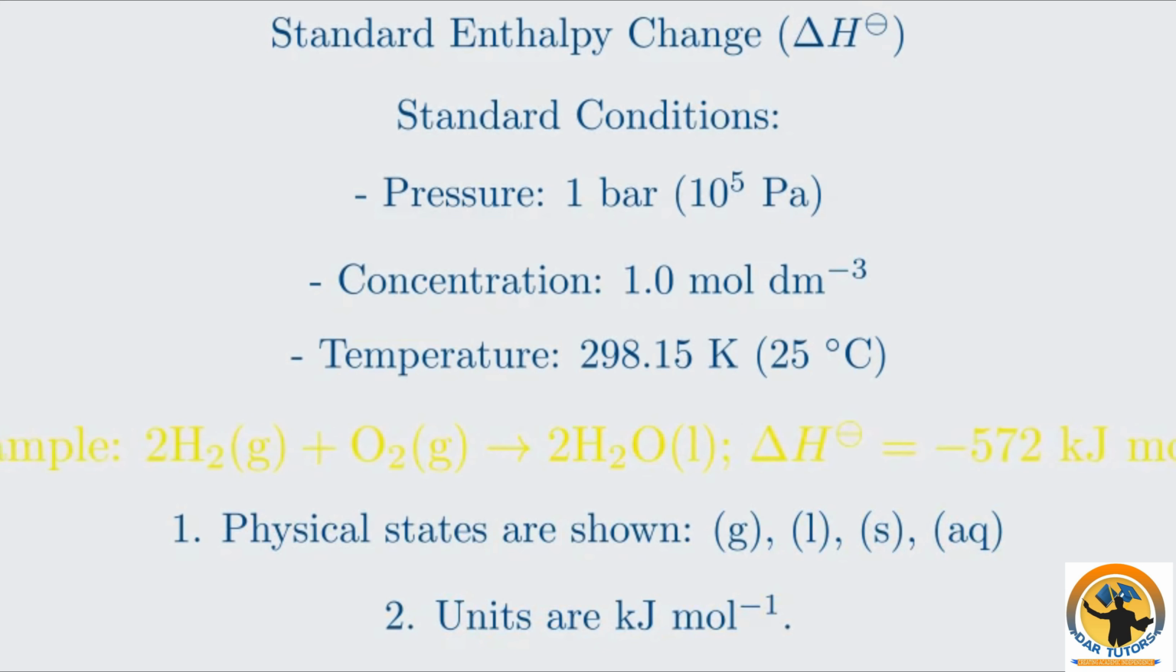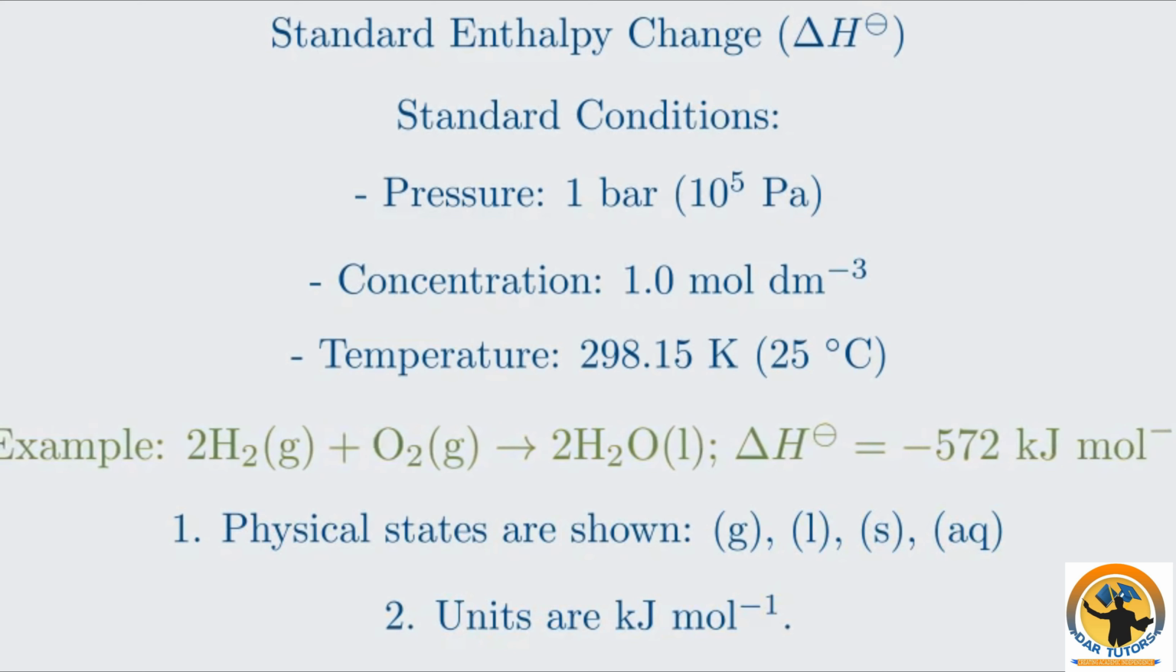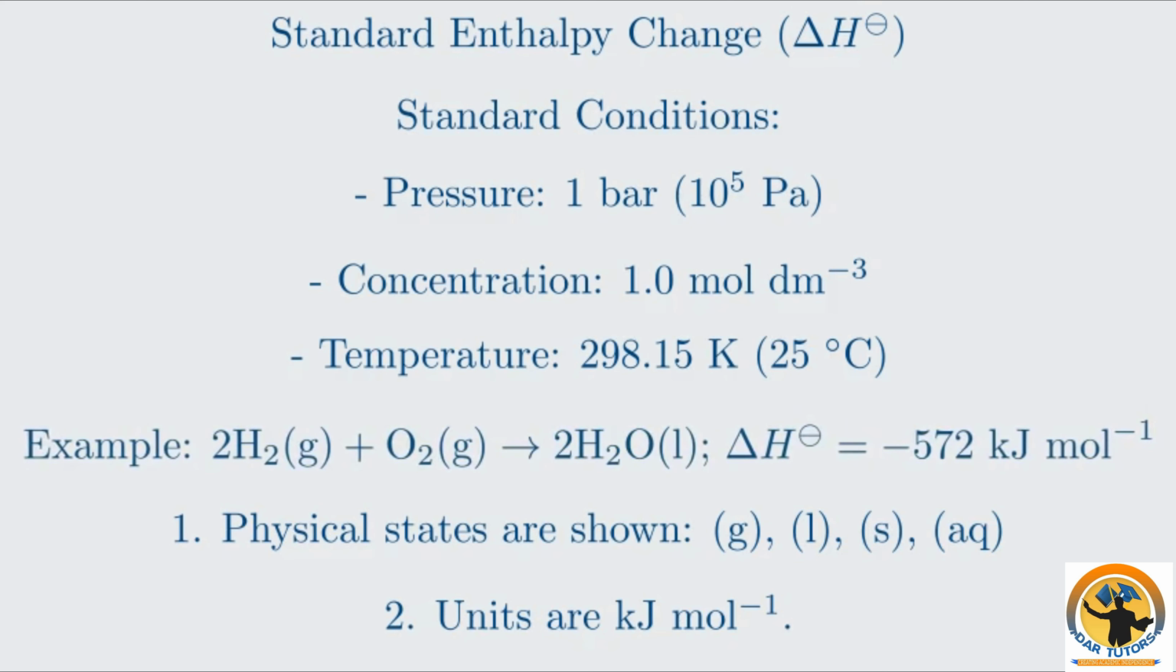So, 572 kilojoules of energy are released when 2 moles of H2 react with 1 mole of O2. This per mole unit is crucial. It means the enthalpy change scales with the stoichiometry of the reaction.